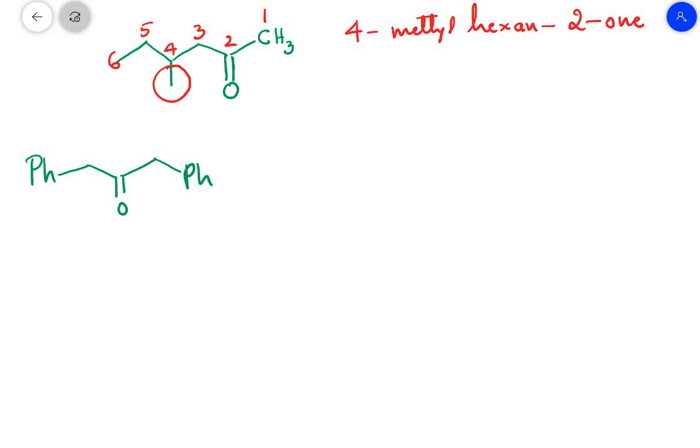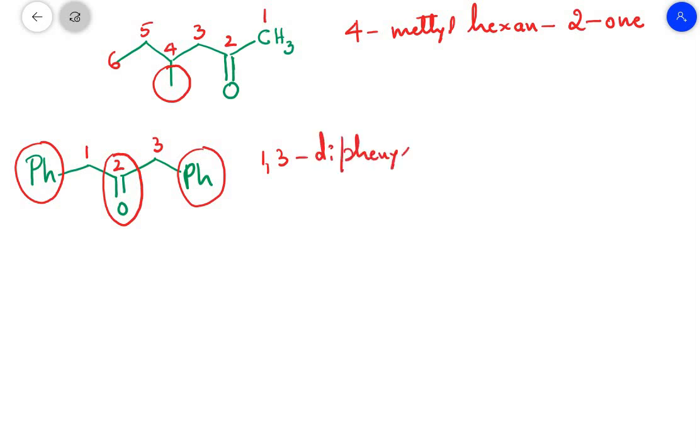In the next example, students, here we are having a Ph group, and here also we are having a Ph group, that is C6H5, which we commonly call aryl. And when we write the numbering, either you can write it from the left hand side or from the right hand side, 1, 2, 3. Anyhow, by writing left or right, we will be getting this carbonyl group as number 2 itself. So the IUPAC name becomes 1,3-diphenylpropan-2-one.